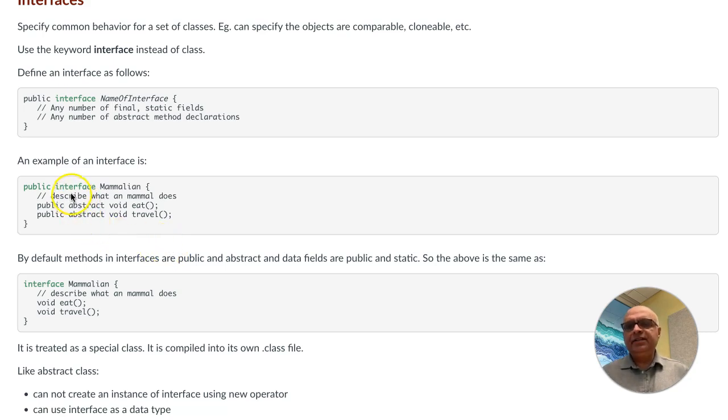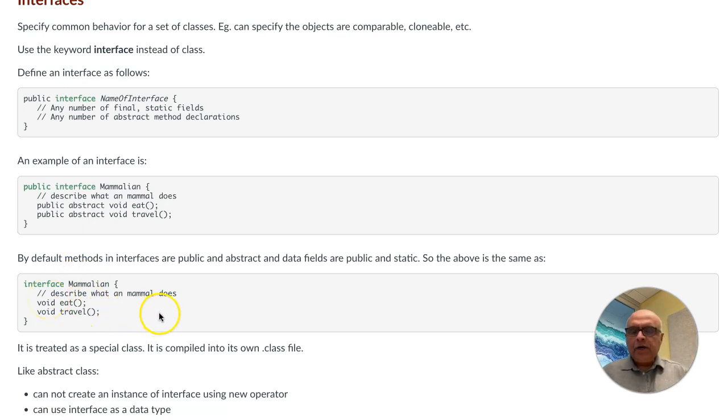So let's say we have an interface called mammalian, which is the behavior that all mammals do, such as eating or traveling, and these are abstract methods. They don't have a body. They're basically declarations here, right? So by default, interfaces are public and abstract, and the data fields are public and static. So the above is the same. It can be written more concisely as this, leaving out public and abstract, right?